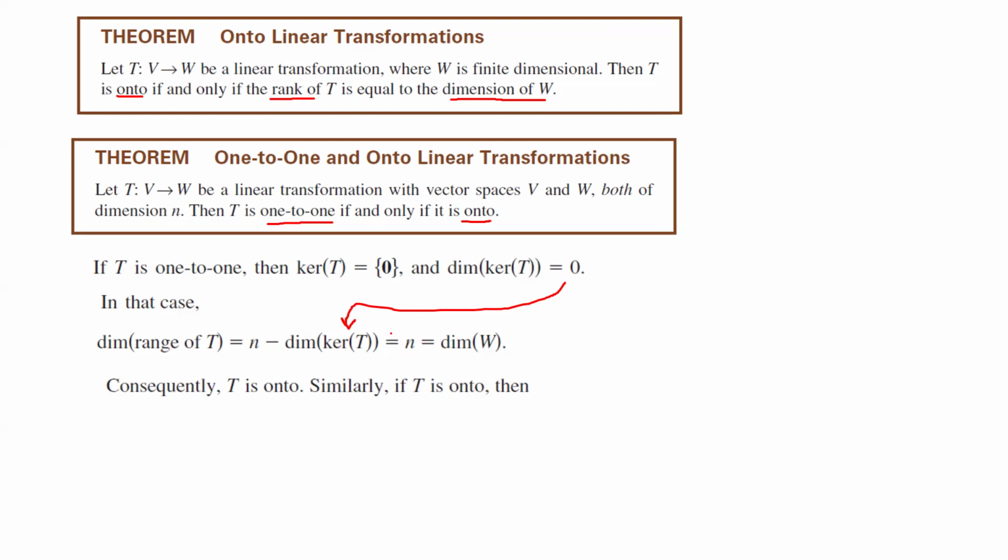Similarly, if T is onto, then the dimension of range of T is equal to the dimension of W, which is n. Well, what's the meaning of that? It means that the dimension of kernel of T must be equal to 0. It doesn't have any other choice: n on the left-hand side, and n on the right-hand side. So when the dimension of the kernel is equal to 0, it means that T is a one-to-one linear transformation.